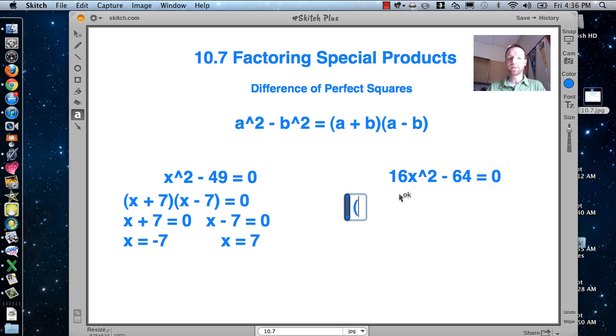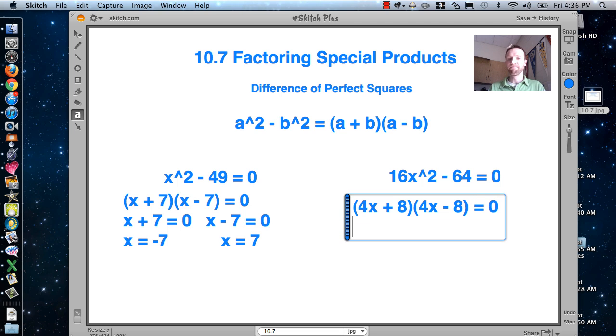So the square root of 16 is 4, and the square root of x squared is x, plus the square root of 64, which is 8. That's my first binomial, and we're going to multiply it by that same expression, just with a minus sign in the middle, so 4x minus 8. You can FOIL this out and check to see if it works, but it does. So I have 4x plus 8 times 4x minus 8 equals 0. Take each of these equations again, set them equal to 0, so we can solve for the missing value, and then you've completed the problem.